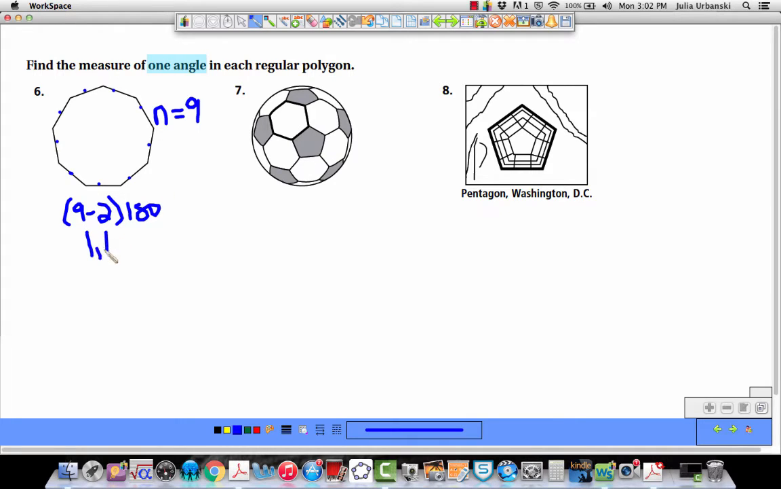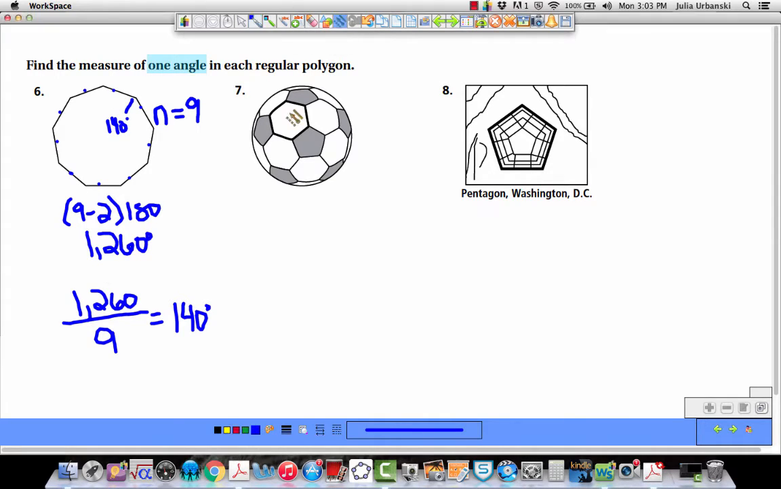1,260. However, that's not the answer to the question. The answer to the question is how much would one angle be. So you have to take the total 1,260 degrees and divide by however many sides and angles there are. There's 9 angles there. So your overall answer would end up being divided by 9, and it'd be 140 degrees. So one angle here is 140 degrees. If you put them all together, it would come out to be 1,260.